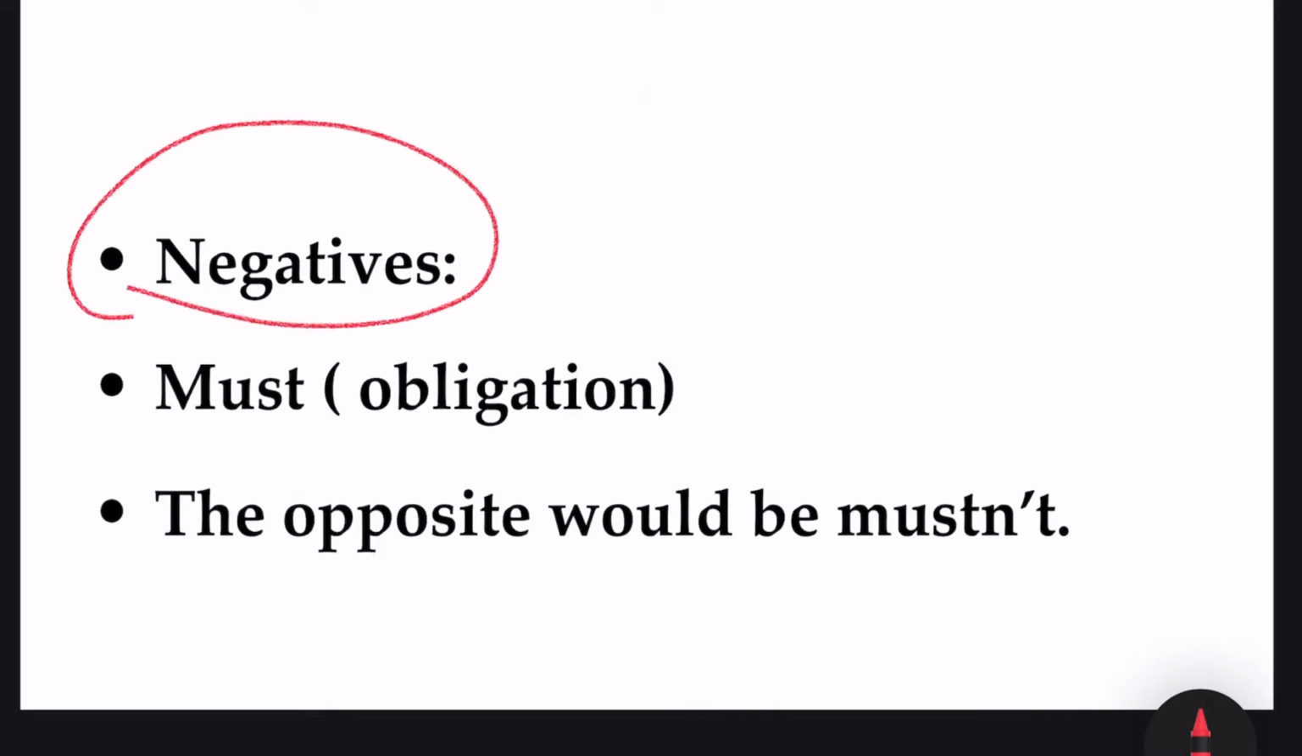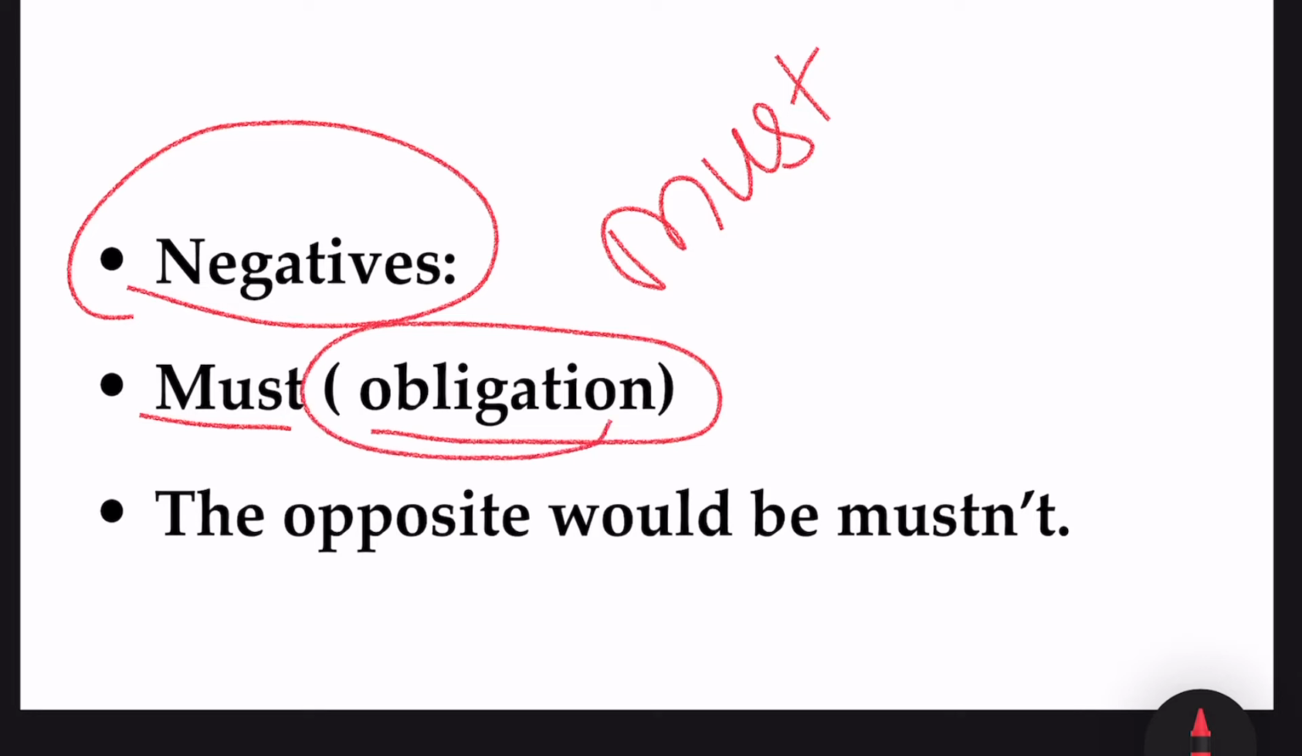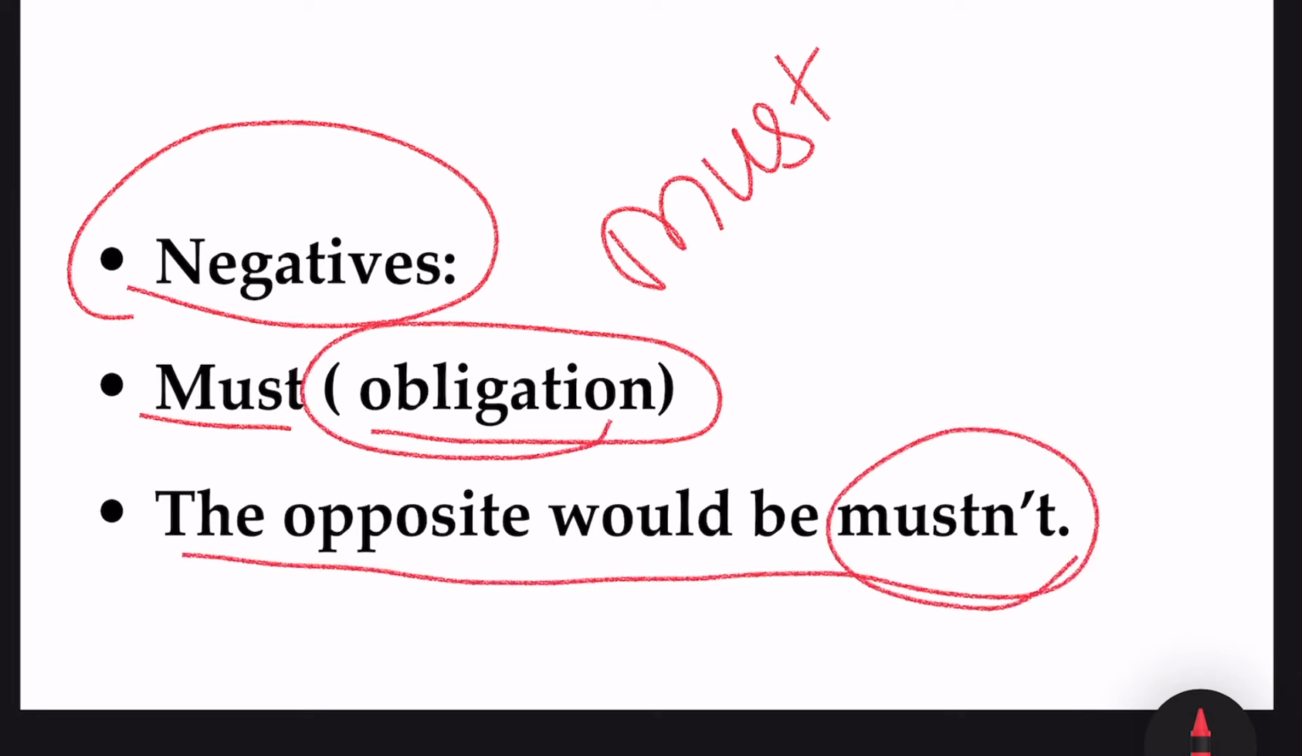Making negatives using the modal verb must. Must is used to express obligation. The opposite would be mustn't. You can form a negative statement using the modal verb must by adding not with must.